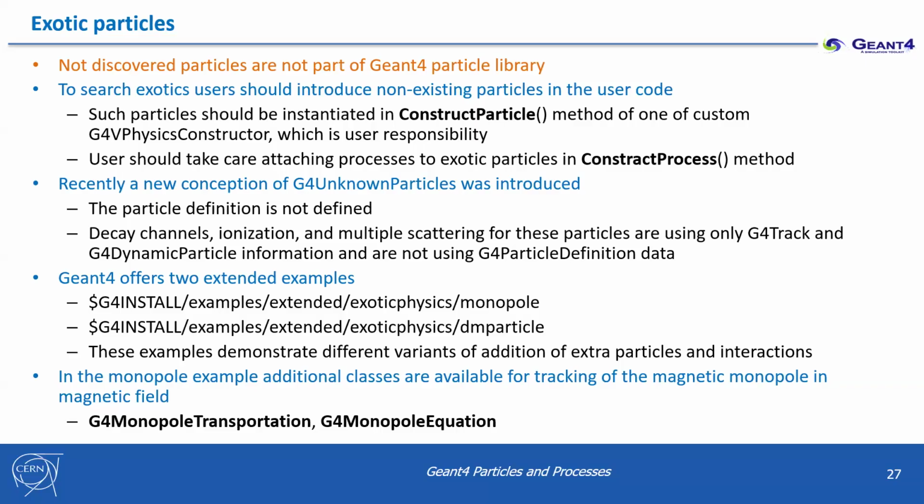We offer two extended examples, monopole and DM particle, which show tips on how one can work with exotics. And it's worth mentioning that in the monopole example, there is a special transportation, because the monopole has magnetic charge and has a specific trajectory in magnetic field.